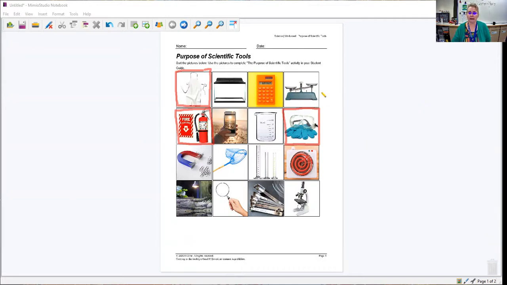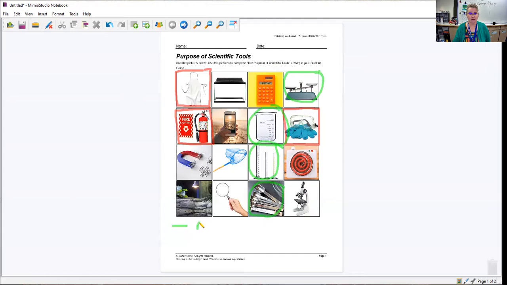So I'm going to use bright green to circle my tools for measuring. Definitely a scale is used to measure. We could use this beaker to measure because it does have measuring marks on it. The graduated cylinders have measuring marks on them. And I would say the measuring spoons, we're actually going to use those in a couple days to measure some liquids. Those are all tools that could be used for measuring.